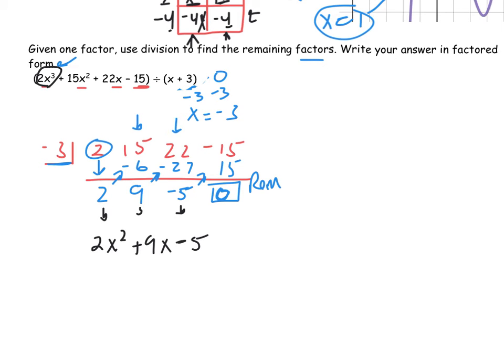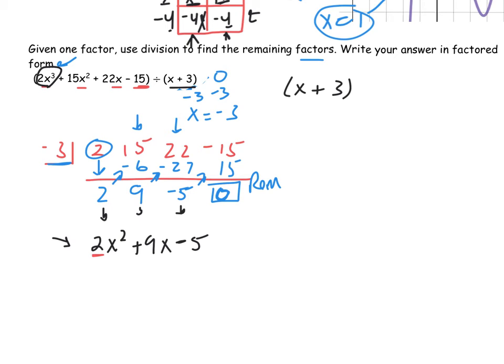So I got one factor, x plus 3. I'm going to write it right here. That's what we divided by. We got to find the other 2 factors in our problem right here, our answer. So we got to get factoring. This is a general trinomial, x squared, x, and a constant.